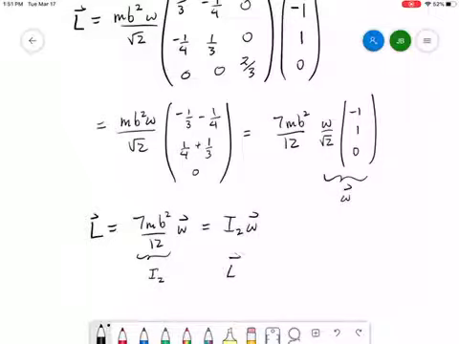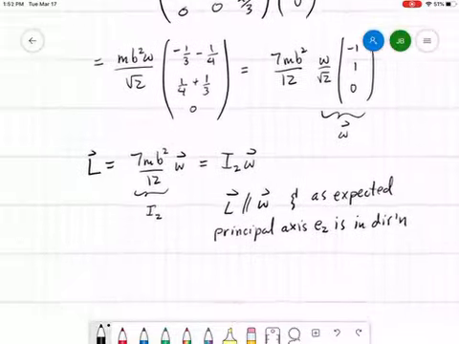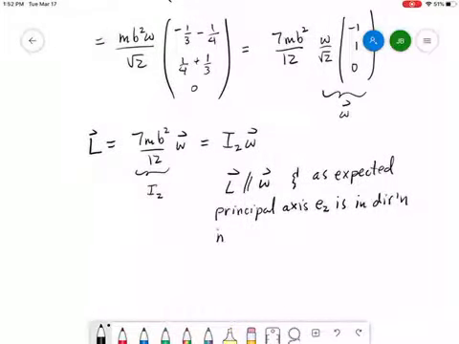Okay, so L is parallel to omega, and as expected, principal axis E2 is in the direction that we said with n hat. N hat was 1 over root 2 times minus i hat plus j hat. All right, good.